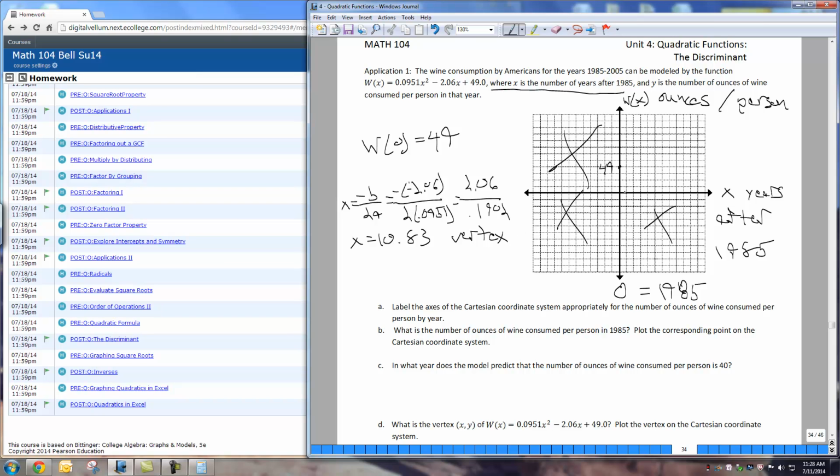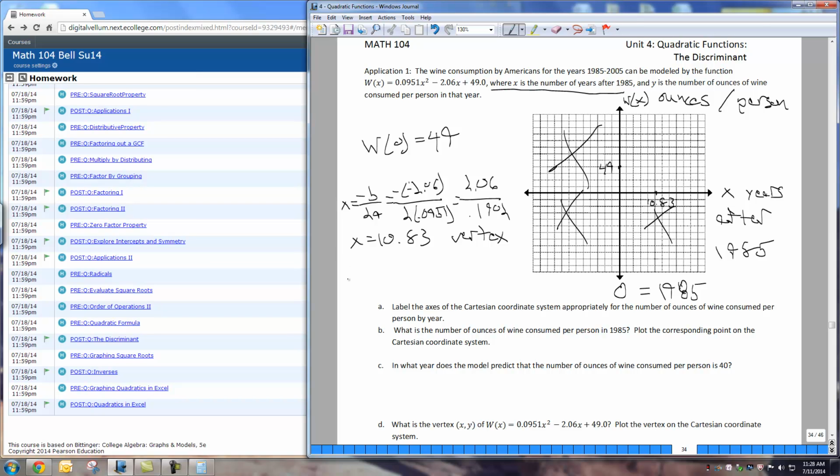So if this is year 0, let's go 2, 4, 6, 8. Let's call it 10 right here. So this is the point 10.83. So notice that this graph, since our leading coefficient is positive, it's going to open up. So let's find how many ounces of wine were consumed 10 years after 1985.